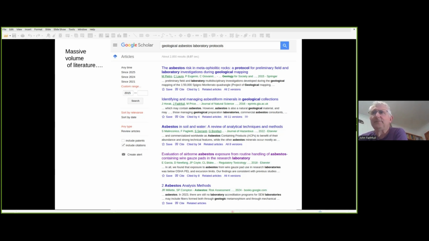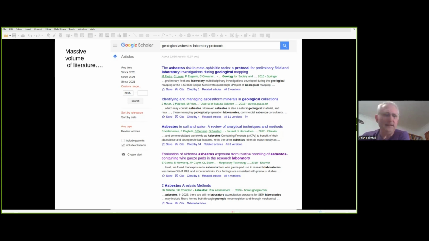But there is an immense amount of potentially relevant stuff, particularly, as I say, there's a lot of very interesting material from Italian mineralogists and petrologists looking at industrial asbestos release and release from asbestiform rocks and mine waste in the Alps. And that's, I think, really a key resource. You'll see on there, Identifying and Managing Asbestiform Minerals in Geological Collections, by Jana Horak, me and Monica. That was a little paper produced in terms of managing the museum crisis, and I'll say a little bit more about that later.